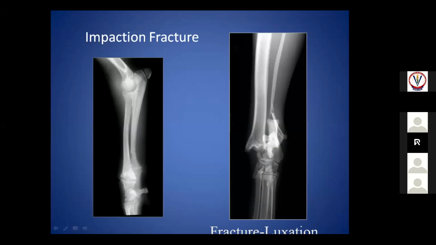Now impaction, when it occurs at the distal epiphyseal area, we call an impacted fracture. There is also the ulnar fracture here. You can see here the fracture line. Suppose this is a tibial bone and this is a fibular bone. There is a fracture at the distal end of the fibula. In addition to the fracture, there is also dislocation of the tibia from the tarsal bone. So this is tibio-tarsal dislocation in addition to fracture of the fibula. We can classify this as a fracture luxation or fracture dislocation.